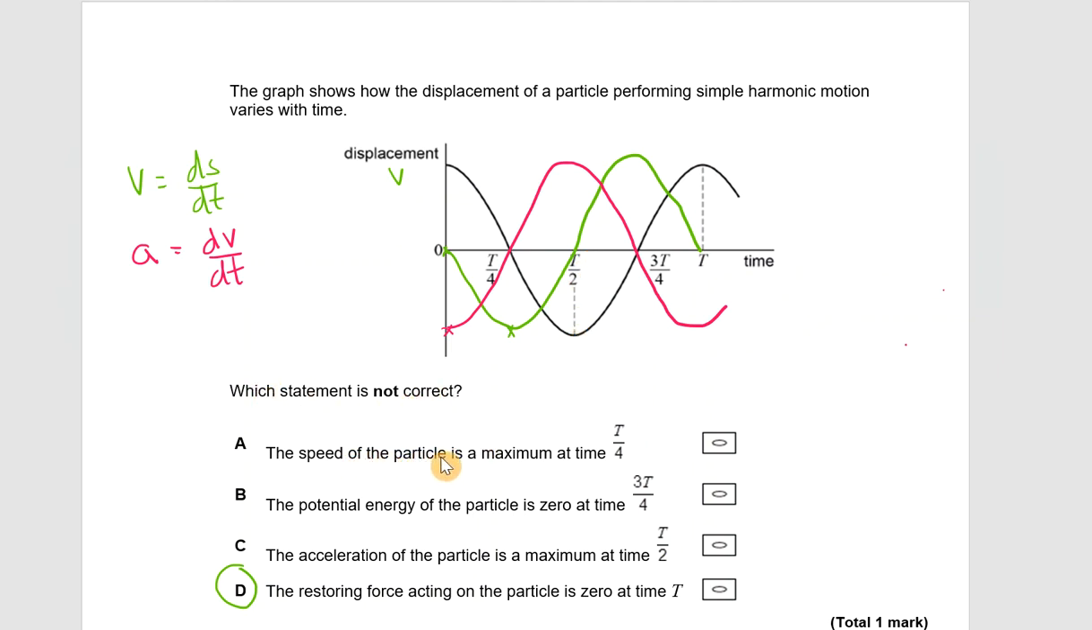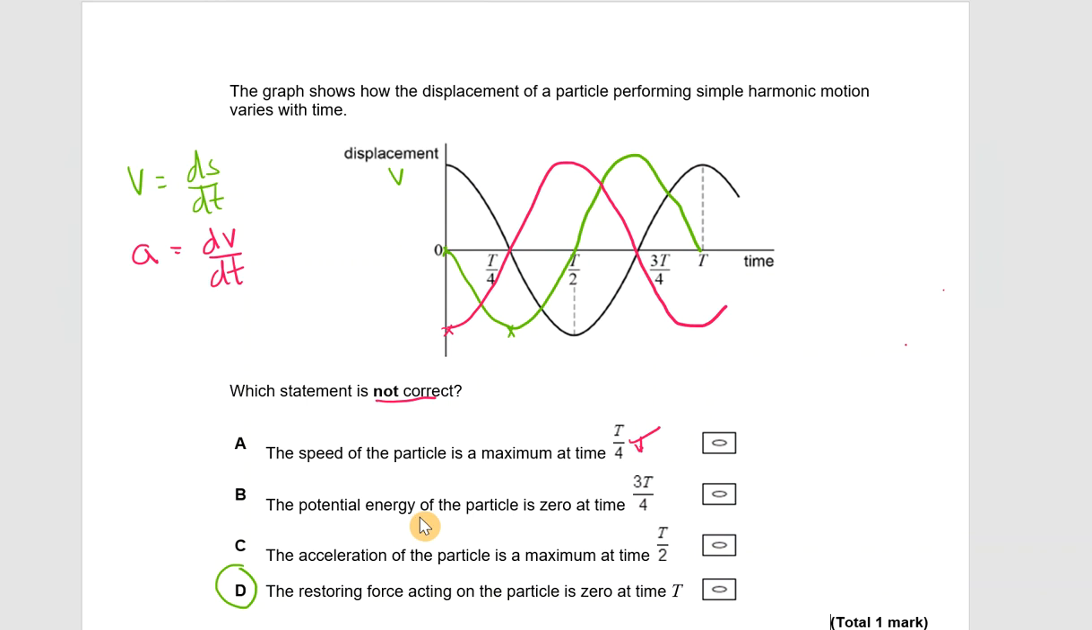Okay, so let's have a look at these statements. The speed of the particle is at a maximum at t over 4. So here's t over 4. Is the speed at a maximum when it's t over 4? We can have a look at the velocity time graph and we can see yes, the speed is at a maximum at t over 4. Remember, we're looking for a not correct statement, so that's a true statement there.